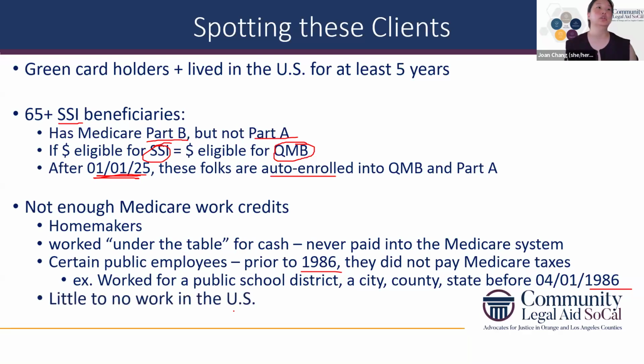Or little to no work in the US. I've had clients where they'll say, my mom and dad, they've worked hard in their home country for many years, and I'm bringing them here to retire. And so they don't have any work credits in the US to be eligible for Medicare. So I've had some of those adult parent calls. If any of that sounds familiar to you, give us a call and we can screen you for QMB.